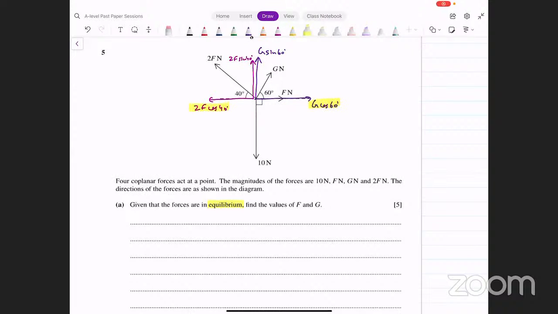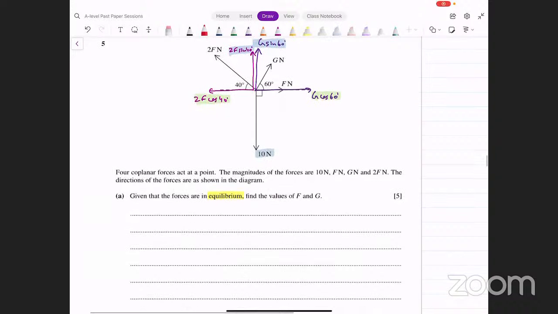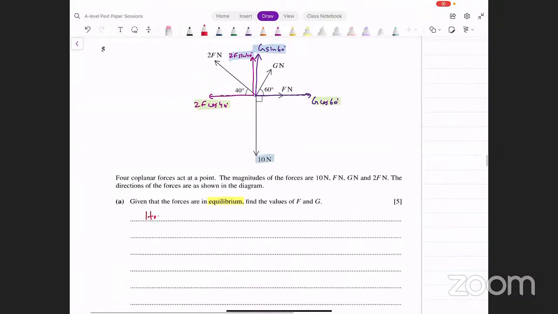These are the horizontal forces. This force and this force, and we got some vertical forces, G sin 60, 2F sin 40, and 10. We just equate opposite forces. हम देख लें horizontal forces को equate कर दें और vertical forces को equate कर दें.